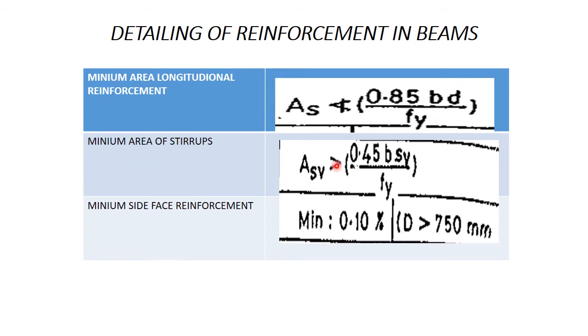Whereas for the stirrups, the area should not be less than, it should always be greater than, 0.4 b sv by 0.87 fy, where sv is the spacing of stirrups. For the side face reinforcement, it is required only when the depth is more than 750 mm, and it should be a minimum of 0.10% of the gross area, that is, b times d.